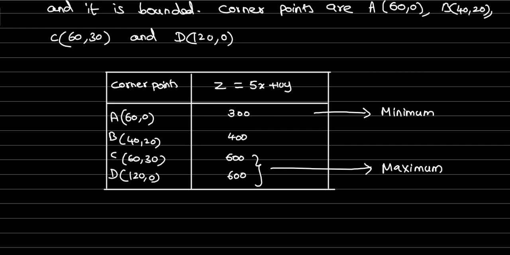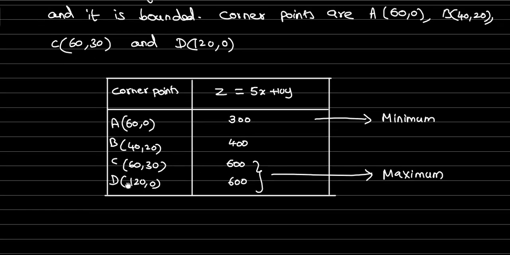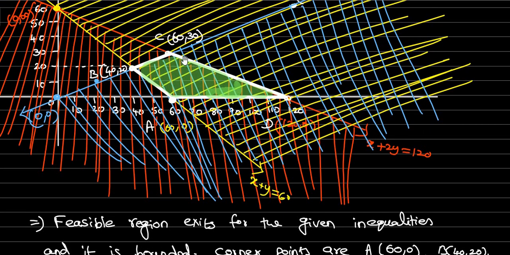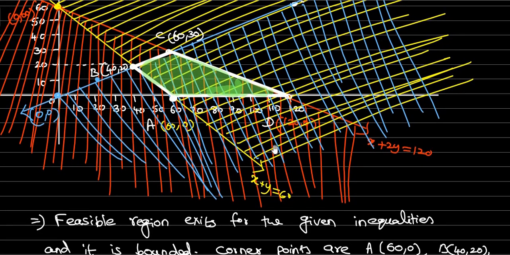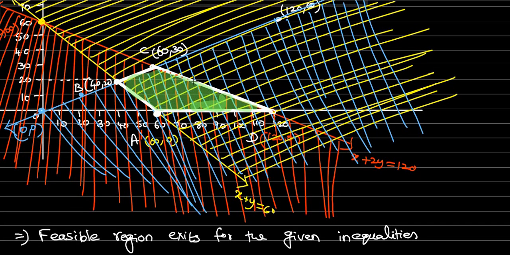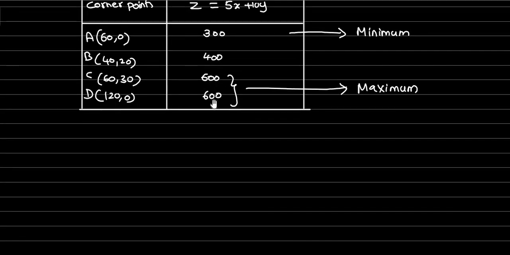Whether C and D make a straight line, a line segment, let's check. If it is a line segment, then all the points on CD give the maximum. So we notice C and D, 60 comma 30 and 120 comma 0. Not only at these 2 points, whichever point lies on this particular line, every point on the CD line gives the maximum. That is the meaning. So if you are getting more than one maximum or minimum, just check whether it's forming a line segment or not. If it forms a line segment, all the points which lie on the line segment give the maximum result.